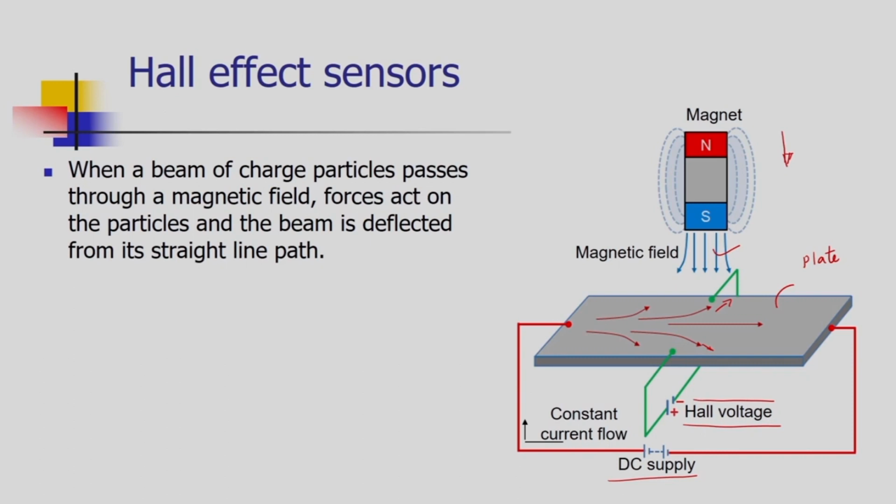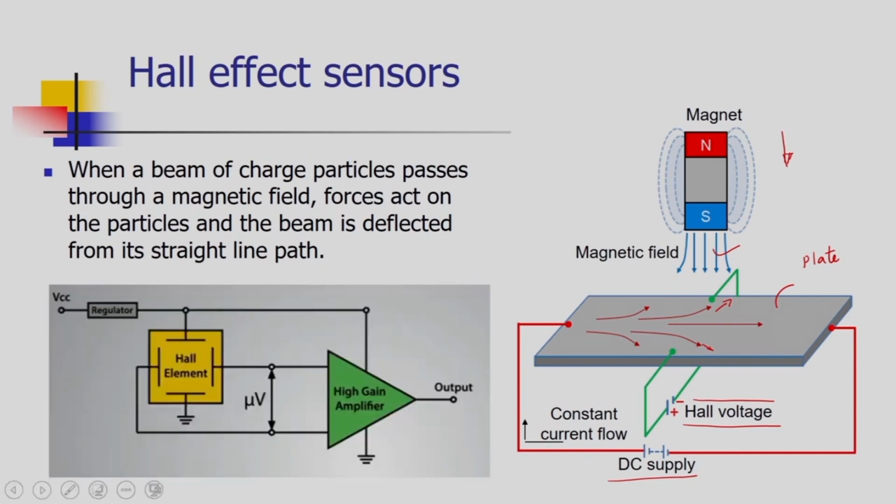decision making. So, if we put this magnet on the object, as the magnet is coming near to this charge plate, we can easily detect the movement of the magnet. So, in this way we can use the Hall effect principle for proximity sensing.